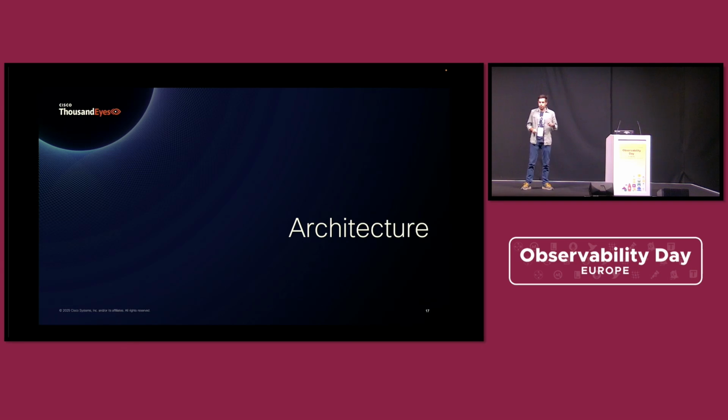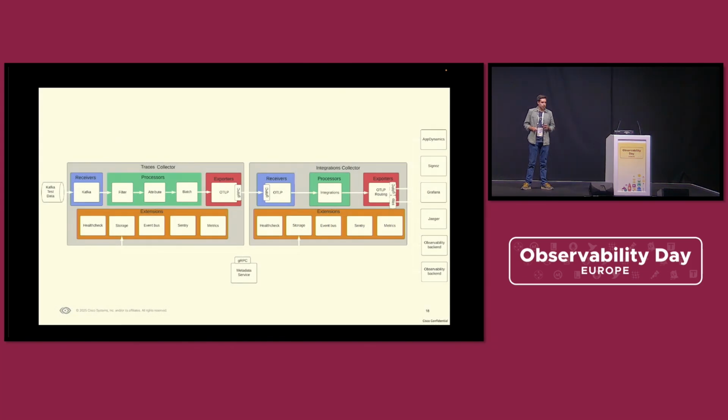Let's move now to the architecture that we have to convert and stream that data. In that picture, you can see that we are receiving all the data from Kafka. So there we are receiving all the telemetry data that our agents are producing, containing the HAR. And then we have our first collector. The first collector is converting that HAR into a trace, and we are processing it, and we send it to the integrations collector.